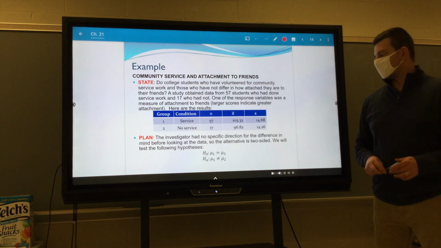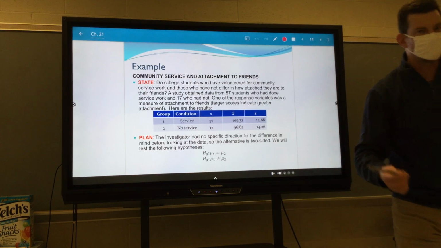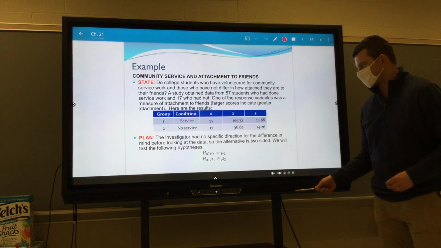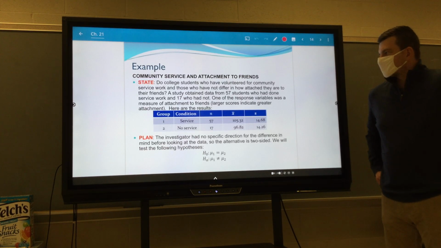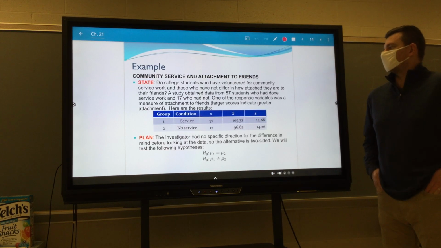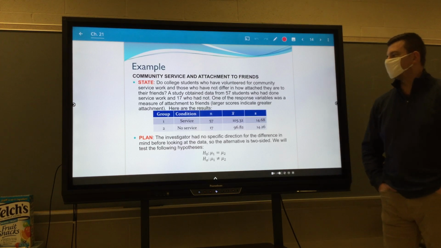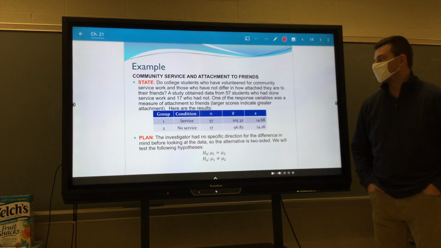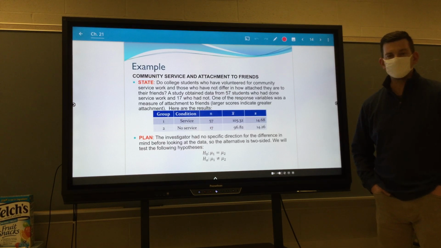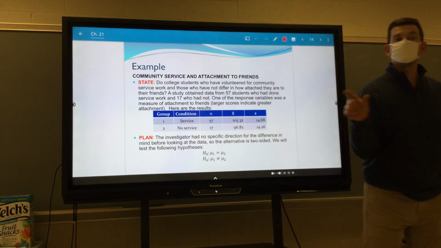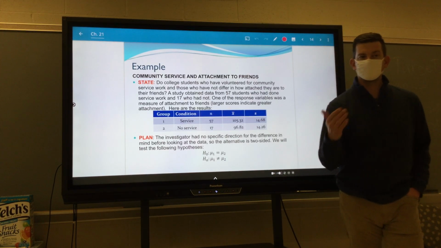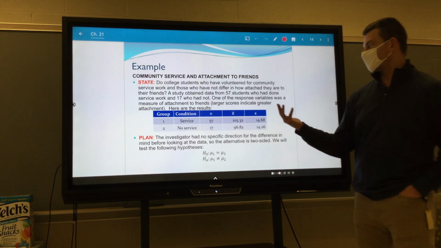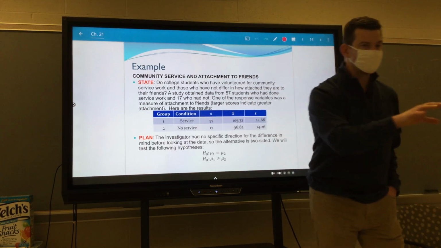Now, I have one more example problem, which we're not going to go through in as much detail, but I want to kind of show you some of the differences here. It says, do college students who have volunteered for community service work and those who have not, do they differ in how attached they are to their friends? So a study obtained data from 57 students who had done service work and 17 who had not. Notice, we have 2 different sample sizes, and that's okay. And ideally, we'd like them to be the same or close to being the same.